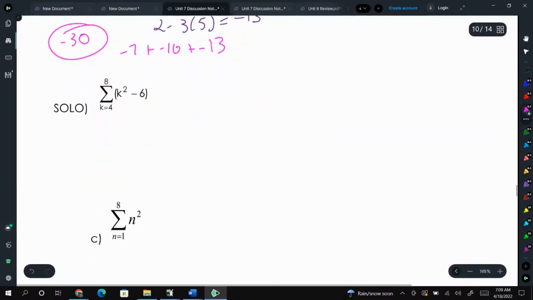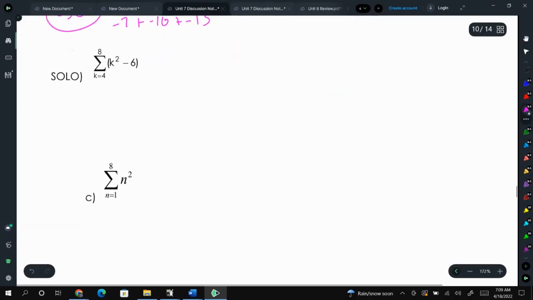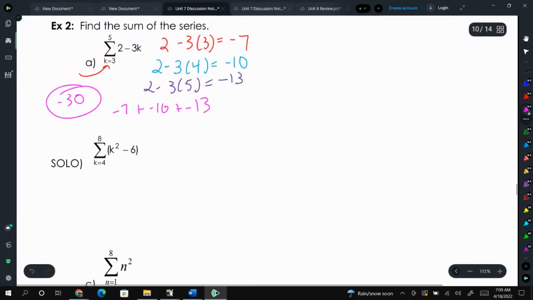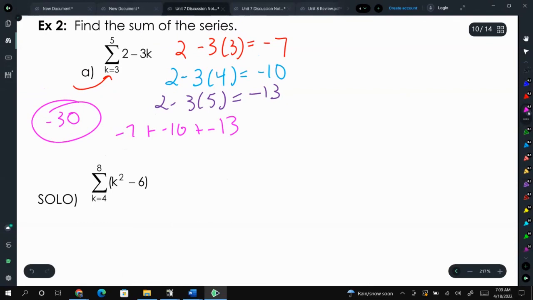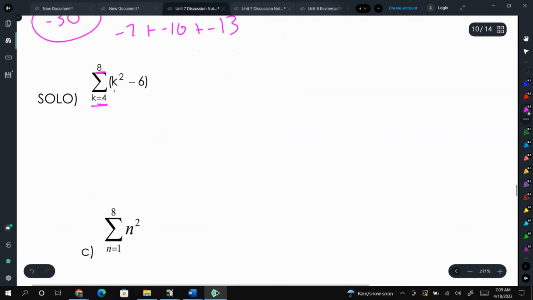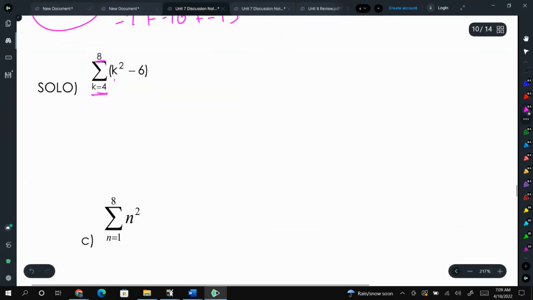So what I want you guys to do is I want you to look at these two and complete them. Pause the video and look at it and try them. Again, it's really not that difficult. It's more time consuming. You're plugging in this lower limit in for k and then working your way up to the upper limit and then adding all of that together. So pause the video. Once you're done, unpause it to check your work against mine.